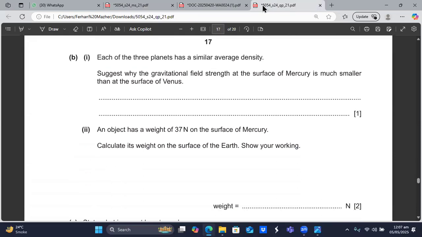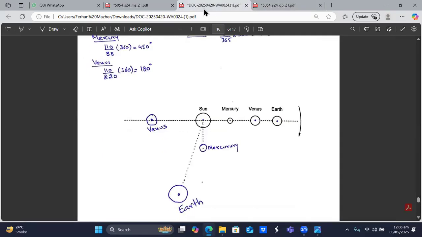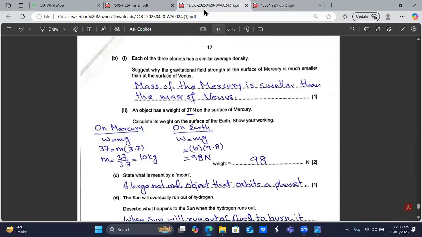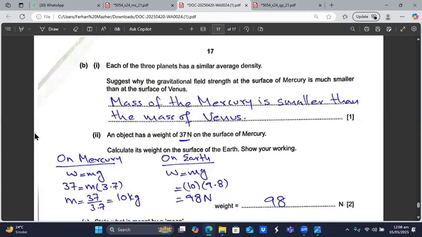We are on question number 8B, first part. Each of the three planets has a similar average density. Suggest why the gravitational field strength at the surface of Mercury is much smaller than at the surface of Venus. This is because of the total mass of Mercury. Because Mercury has less mass, it will have less gravitational field strength. The mass of Mercury is smaller than the mass of Venus, and that is the reason.